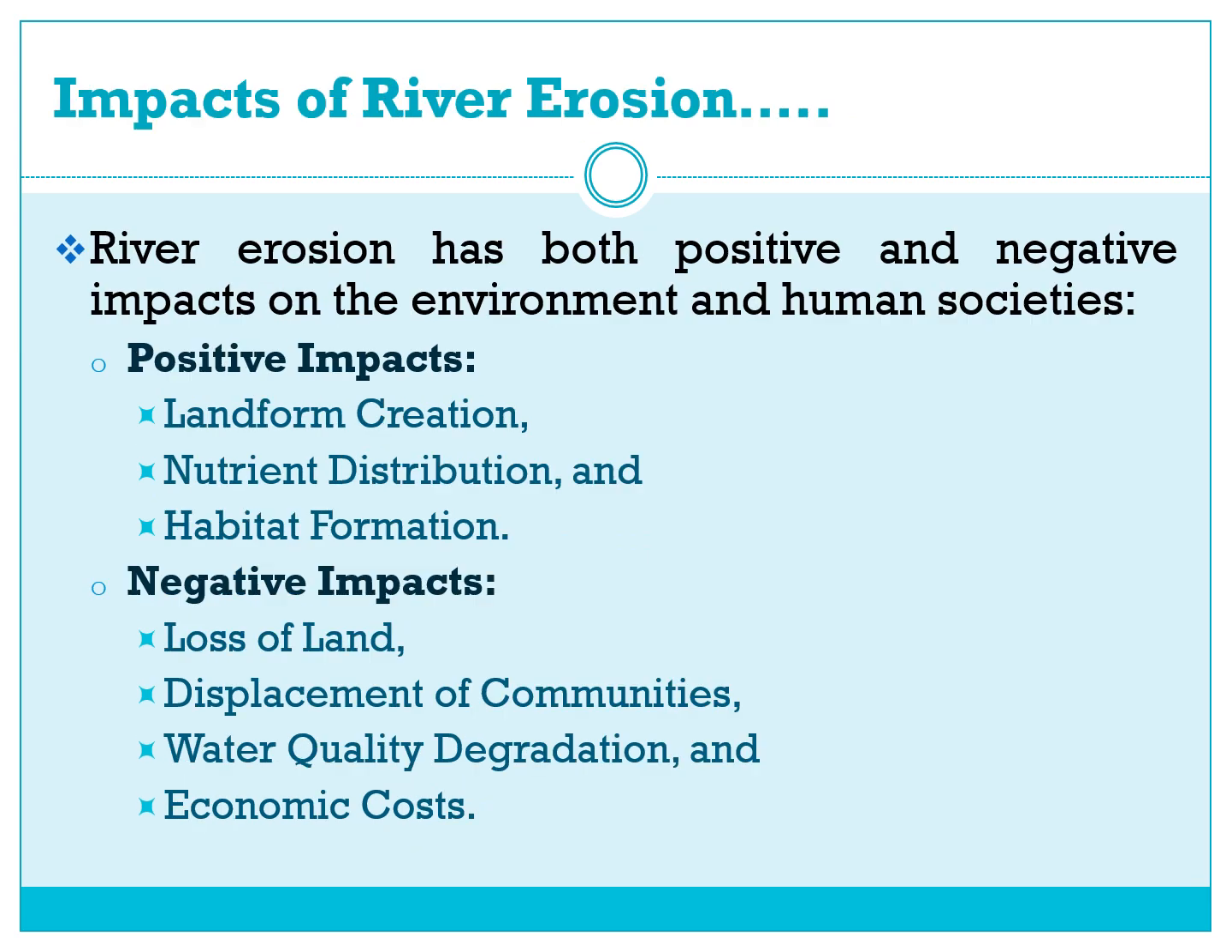Impacts of river erosion. River erosion has both positive and negative impacts on the environment and human societies. Positive impacts are landform creation. Erosion contributes to the formation of valleys, gorges, and floodplains. Nutrient distribution. Sediments transported by rivers enrich floodplains, supporting agriculture. Habitat formation. Erosion creates diverse habitats for aquatic and terrestrial species.